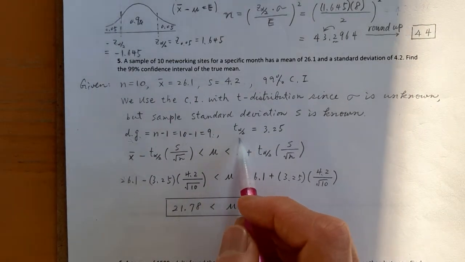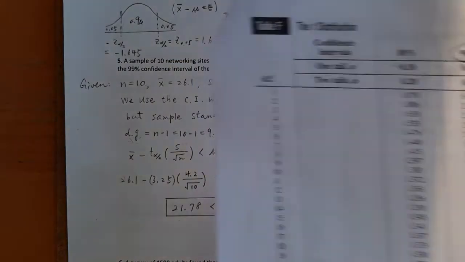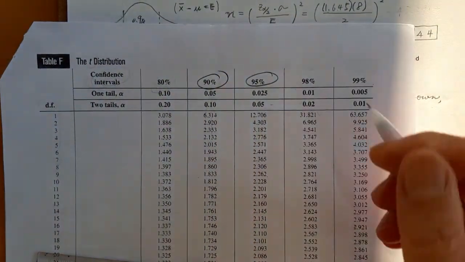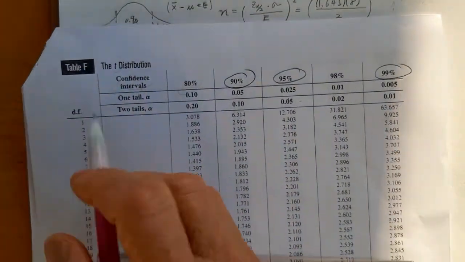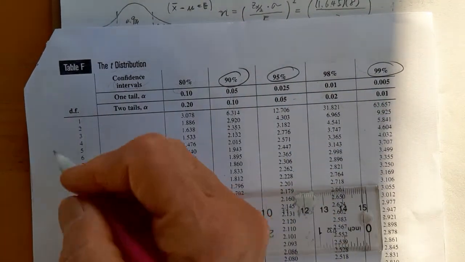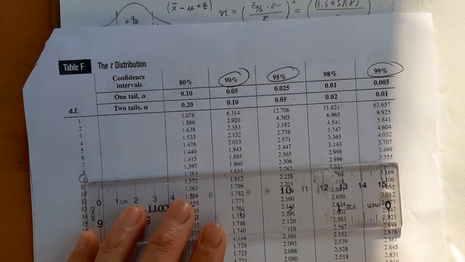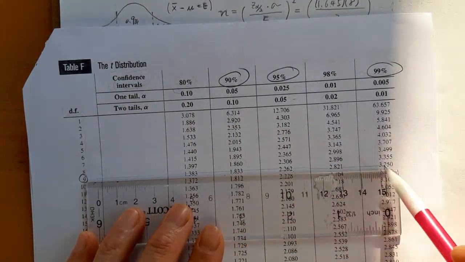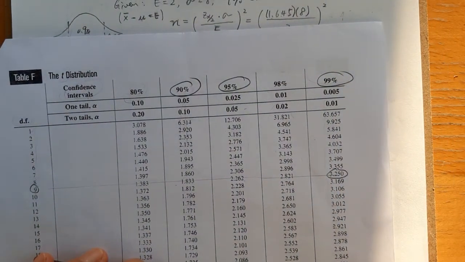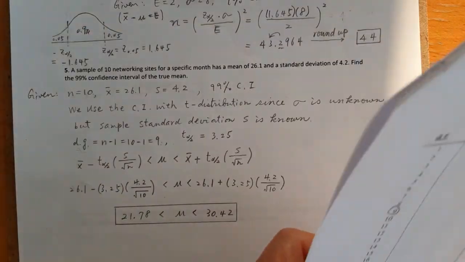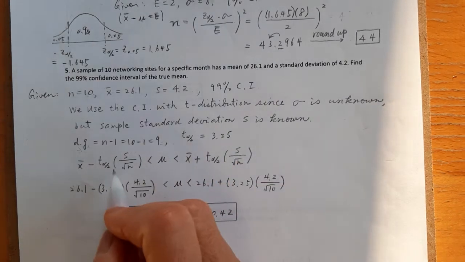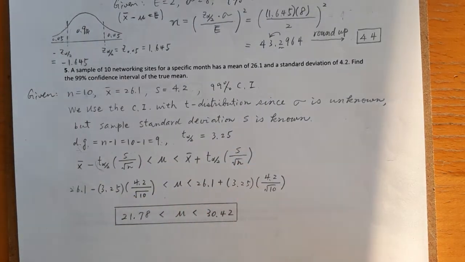Then we're looking for the t value. How to look up the t value? You look here, 99% confidence, and degrees of freedom is 9. Their intersection is 3.25. So we got t is 3.25, and plug it in.